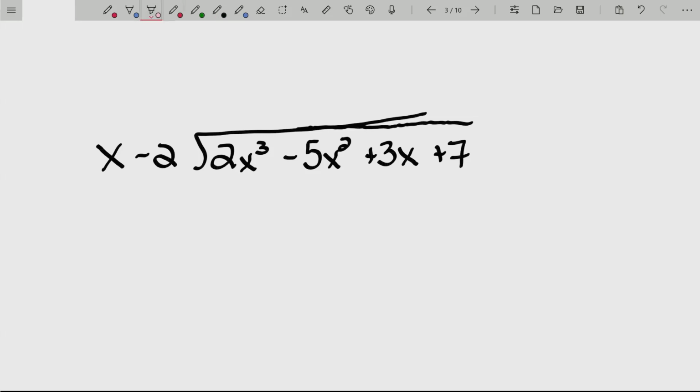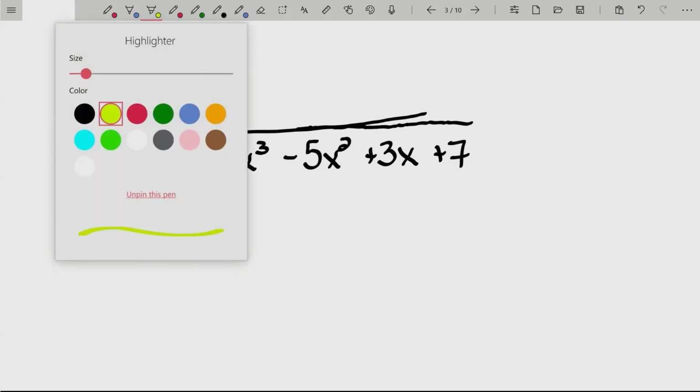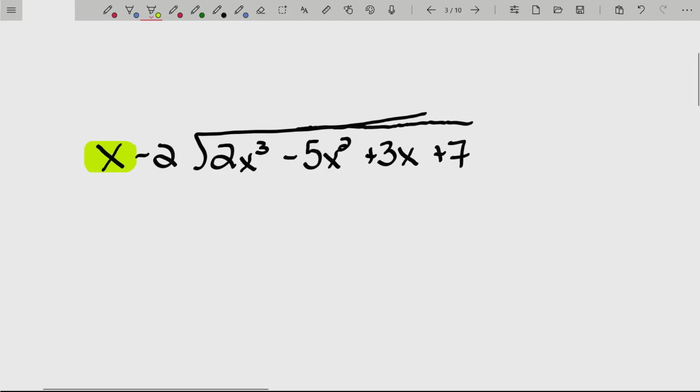So we'll start, and I'm going to use a highlighter here, and I'll say, how many times does that x go into 2x cubed? Well, that's a pretty easy division. 2x cubed divided by x is just 2x squared. So we're going to say it goes in 2x squared times. Luckily, we can check that work. 2x squared times x is 2x cubed. And 2x squared times a negative 2 is a negative 4x squared.